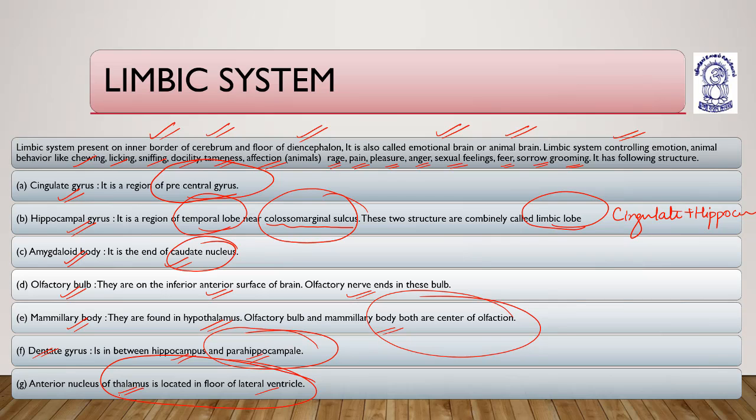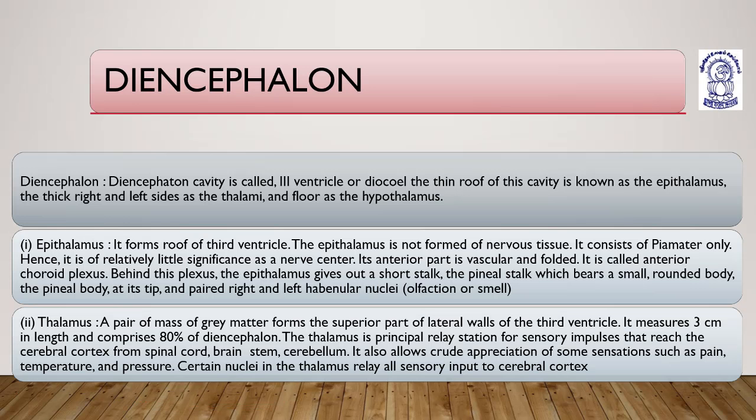Amygdaloid body is the end of caudate nucleus. Olfactory bulb, the olfactory nerve ends in these bulbs. They are on the inferior anterior surface of the brain. Mammillary body, they are found in hypothalamus. Olfactory lobe and mammillary body are the centers for olfaction. Dentate gyrus is in between hippocampus and parahippocampus. Anterior nucleus of the thalamus is located in the floor of lateral ventricle.